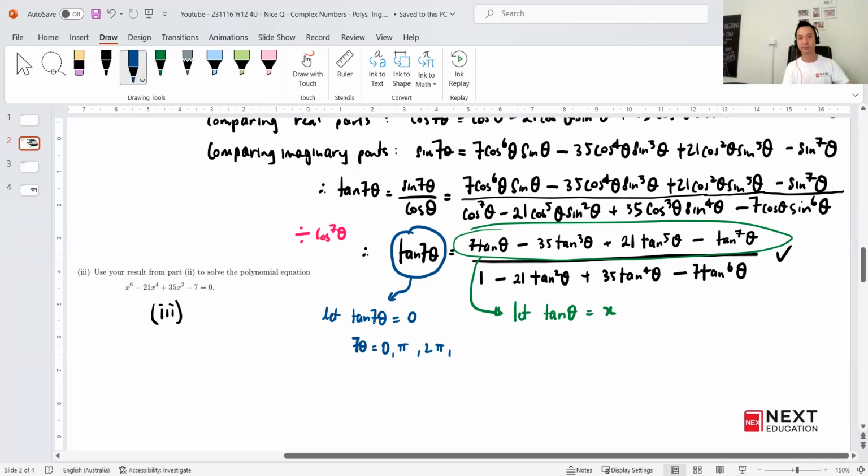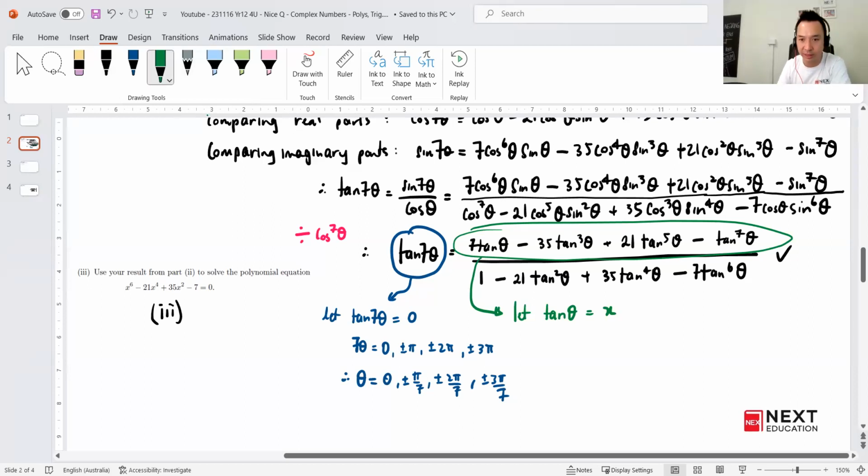Now, we're going to be smart. Instead of letting it equal to pi, we're going to go plus minus pi, plus minus 2 pi, plus minus 3 pi, right? Now, how many solutions is that? That's 7, right? Perfect. And then divide everything by 7. Therefore, theta is 0, plus minus pi on 7, plus minus 2 pi on 7, plus minus 3 pi on 7. Perfect. 7 solutions.